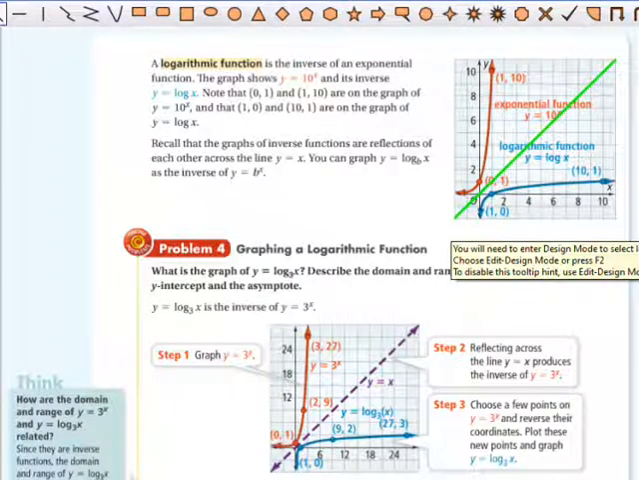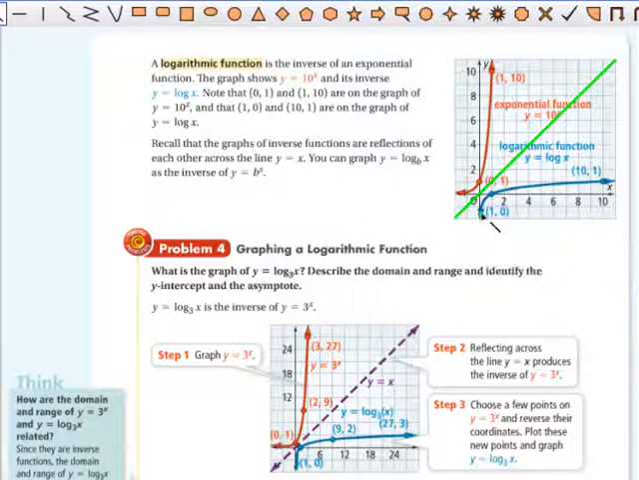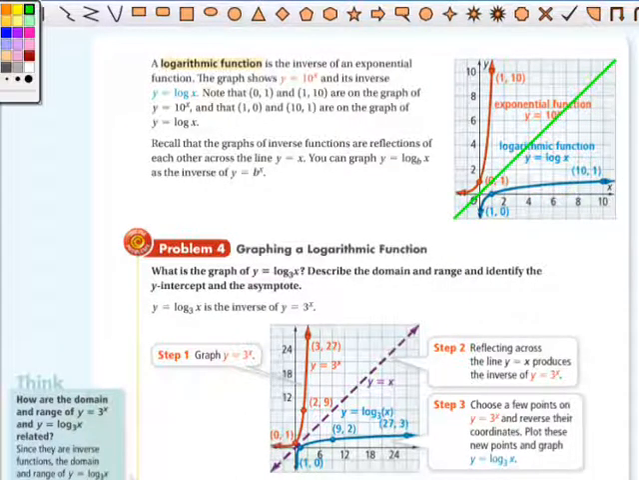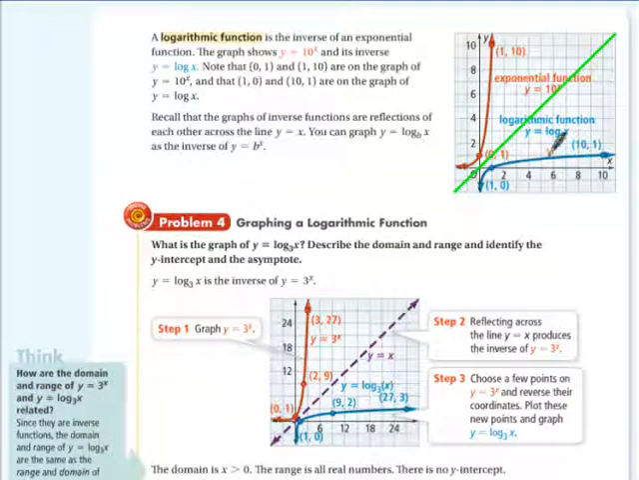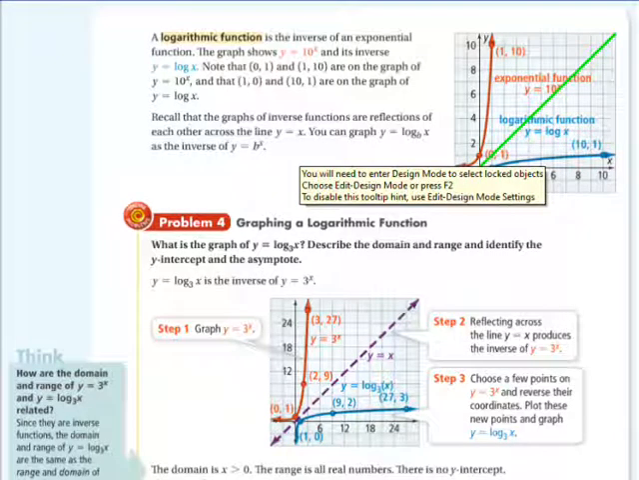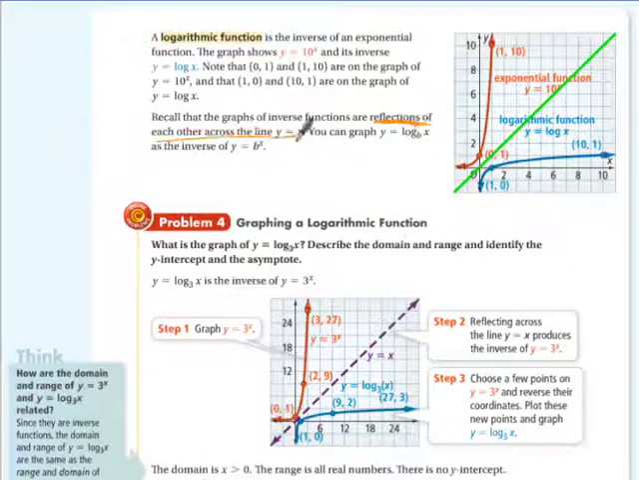This down here in blue is now our inverse, y equals log base 10 of x. So 1, 10 is a point. Recall that graphs of inverse functions are reflections of each other across the line y equals x. You can graph y equals log base b of x as the inverse of y equals b to the x.